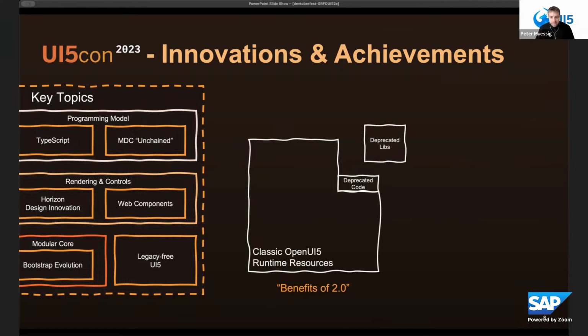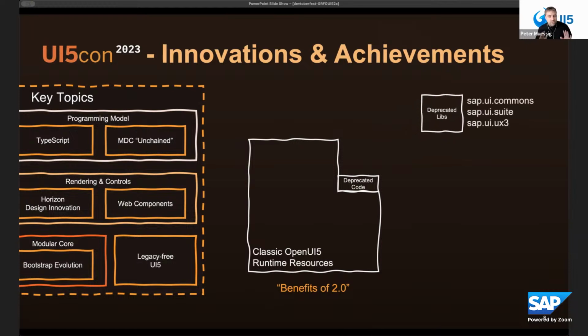So mainly, this is really a removal of deprecated libraries. We have these old libraries, Commons, Suite, UX3, and so on. They must not or should not be used anymore. And with 2.0, we ensure that they must not be used anymore. So we really remove them, and you need to clean up the code to keep your app running with a newer version of UI5. And we also do one thing.